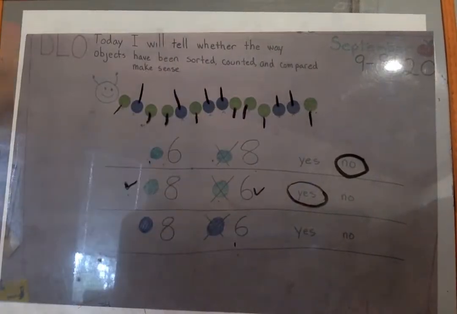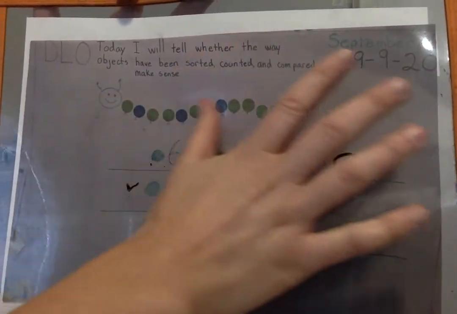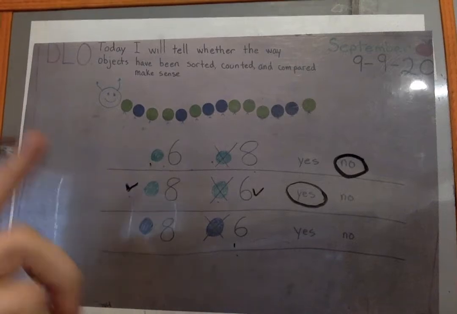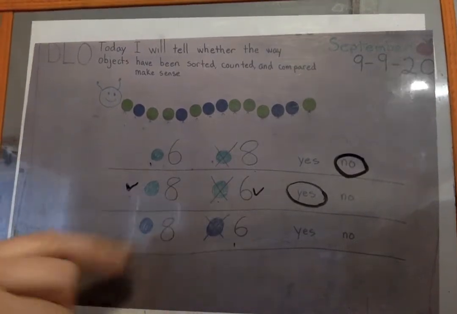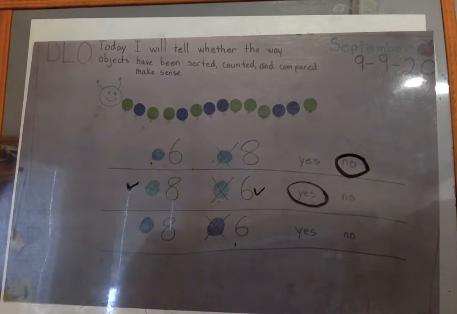Y-E-S. That is true. I wrote your name, Mom. No. Okay. I'm going to erase my little tabs up here. There's one last question. I need to see if this is true for yes or not true.